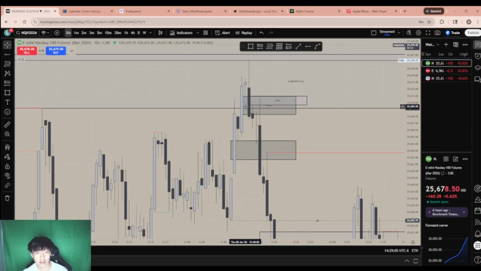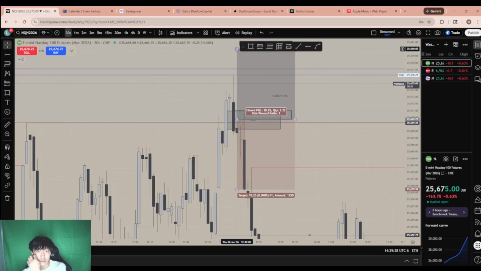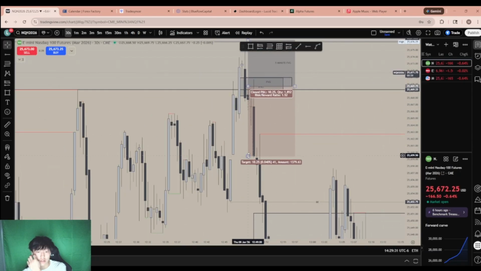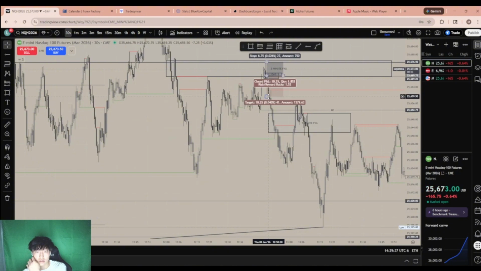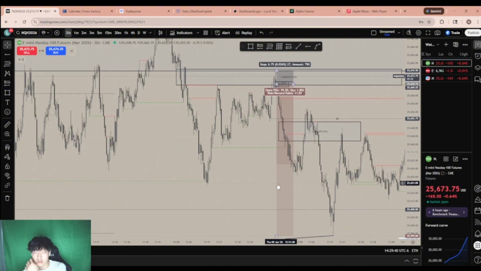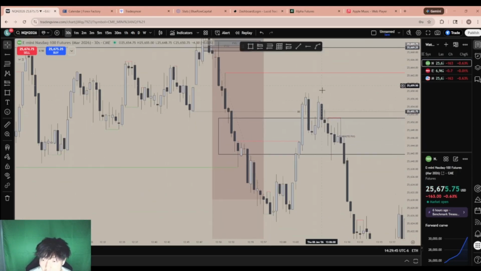This downward move separates these legs, right? Okay? And your RR is just going to be so much better. We can even measure RRs here. If we would have entered right here off this 30-second with a 6.75 stop, all the way to here, you get a 1 to 11. 1 to freaking 11 RR.